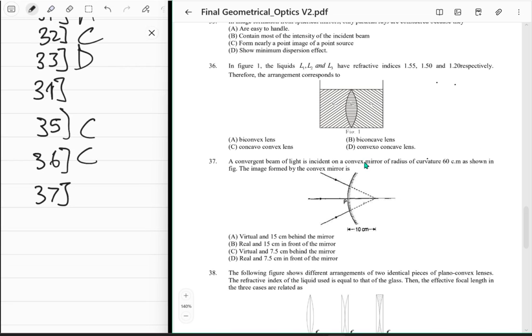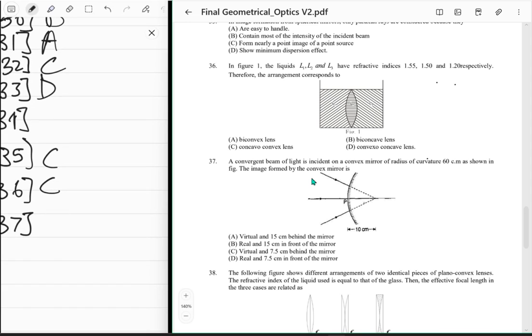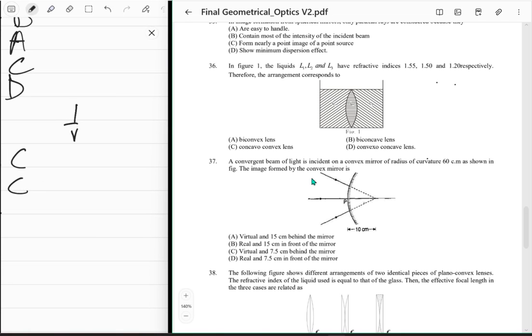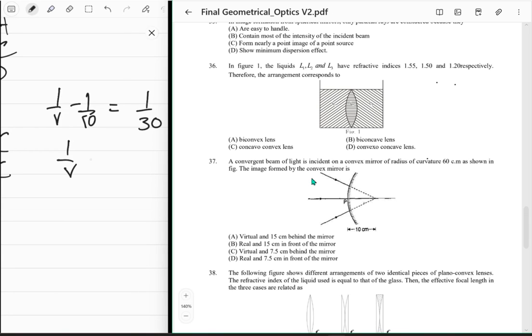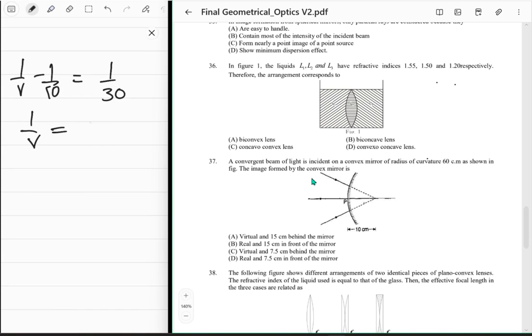Yes. So for the image, let's do this. 1 upon V plus 1 upon U, where U in this case is positive, so minus 1 upon 10, is equal to 1 upon F, and F is 30, so 1 upon 30. So 1 upon V is equal to 3 upon 30 plus 1 upon 30, which is 4 upon 30, which is 2 upon 15. So it should be 7.5 centimeter, positive. That means 7.5 centimeter behind the mirror, and it's virtual because the rays cannot go behind the mirror. So virtual and 7.5 centimeter behind the mirror. 37th, C.